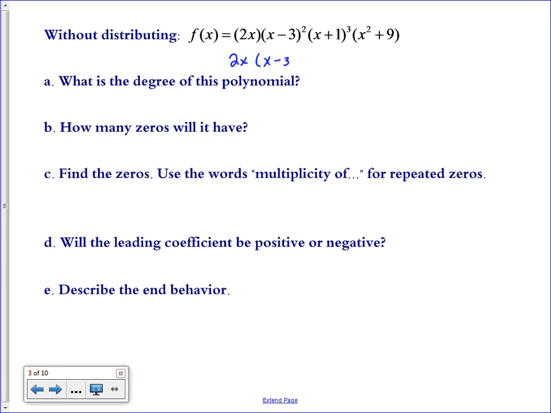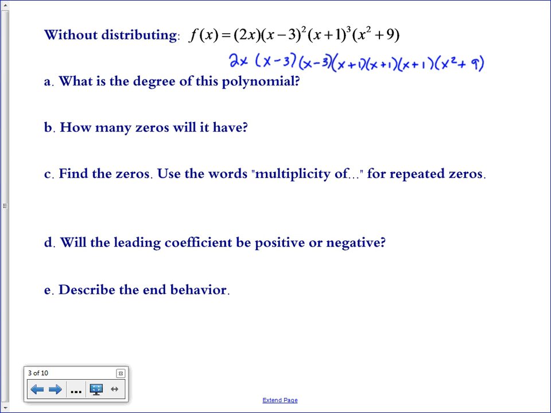So this x minus 3 has a squared on it. It's there twice. This x minus 1 has a third power on it. This x plus 1 is there 3 times. And this last factor has an x squared in it, right? So it's sort of like that x already has a degree 2. What would happen if I FOILed all of this out?